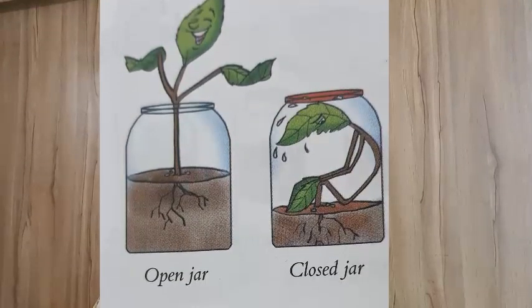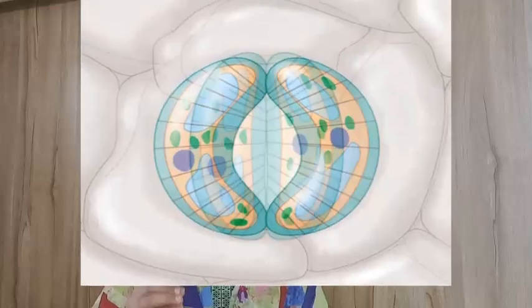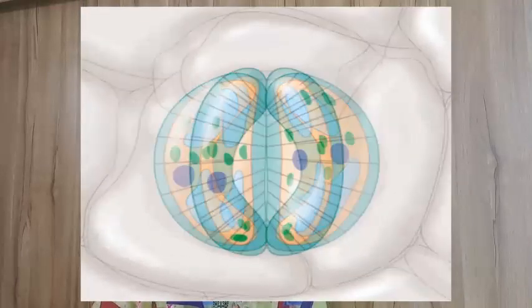Look at the two plants given here. The plant in the open jar looks fresh and happy because it is getting fresh air to breathe. The plant in the closed jar has used up the air inside the jar. As the jar is closed, there is no fresh supply of air, so it looks tired and unhappy. Children, plants breathe through tiny holes in their leaves. These are called stomata. Till now you know that living things breathe, but non-living things do not breathe.